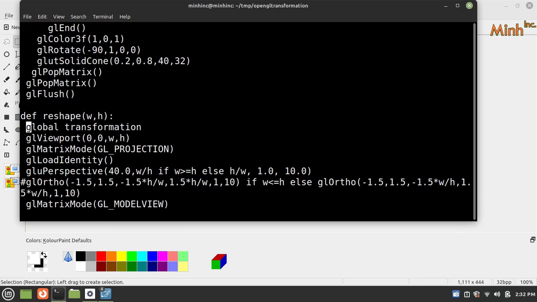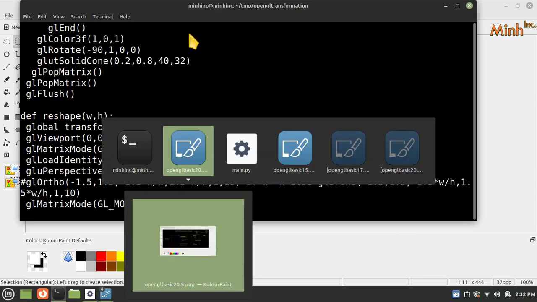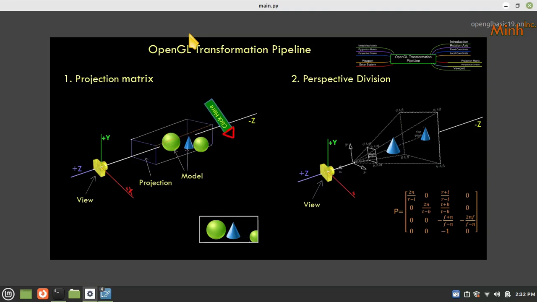So in reshape we have done global transformation because we are resetting it, and viewport, matrix mode, global identity, GL perspective, we have set angle as 40. So this angle is this angle. This angle is this angle. So if frustum, when we create the perspective frustum, that we set the angle. When we create the ortho, then near plane, far plane, left plane, right plane, bottom and up. That is the cube. Whereas in the perspective, the angle first is required. At what angle we are seeing? So this is 40.